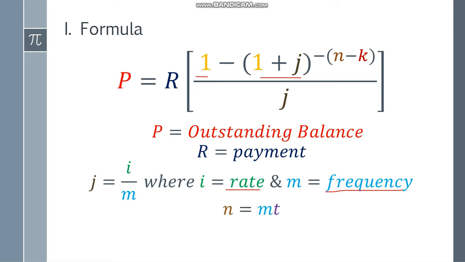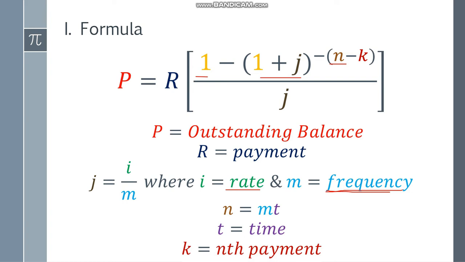Ang n naman, itong n na to is equal to m times t. So, again, m is yung frequency, na times mo sa t, which is time. O, time natin palagi nakadepende sa years. k is the end payment. Kung first, second, third, fourth, fifth. So, kung first siya, syempre 1. Kung fifth, edi 5. Yun yung value ng k.